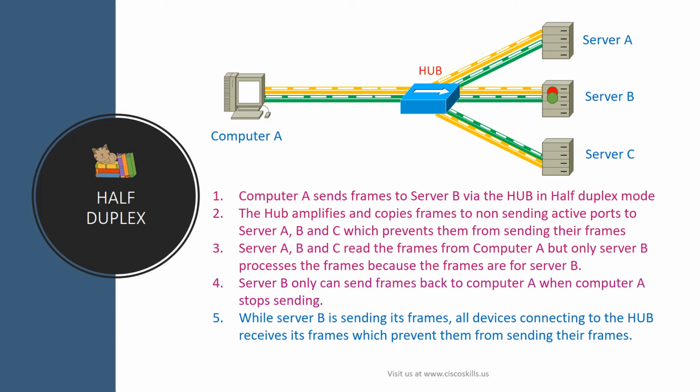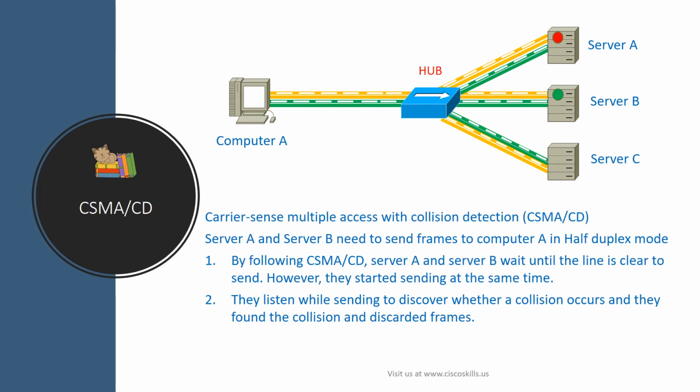Server B can only send frames back to computer A when computer A stops sending. While server B is sending its frames, all devices connecting to the hub receive its frames, which prevents them from sending their frames. In order to send frames in half duplex mode, all devices have to follow the carrier sense multiple access with collision detection, or CSMA/CD, algorithm.